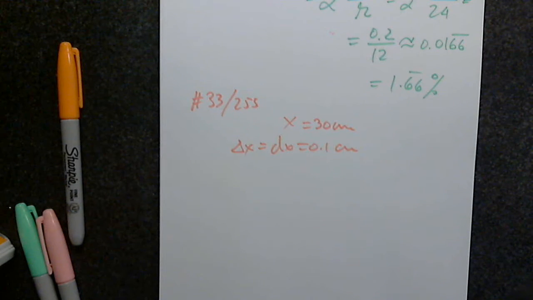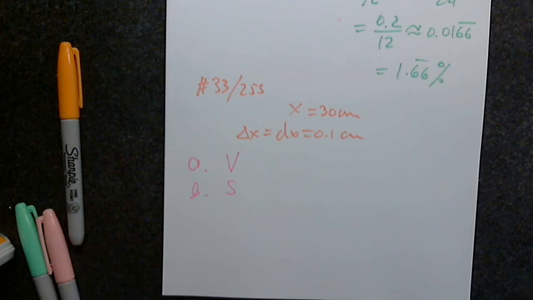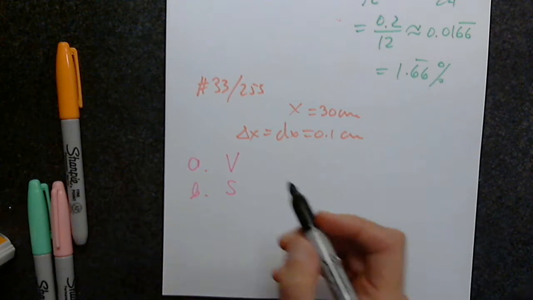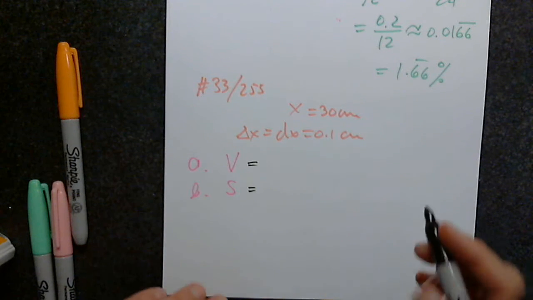Use differentials to estimate the maximum possible error in the volume. Part A, volume, and part B, the surface area. All of them. So they want the maximum possible error, and relative error and percentage error in the volume and then in the surface. So first of all, let's write the formulas for both. This is a cube.